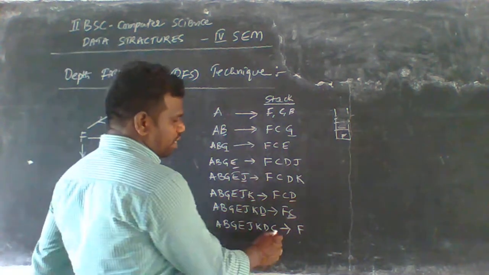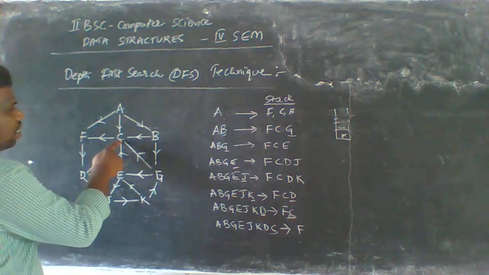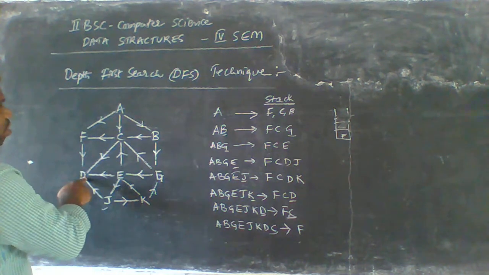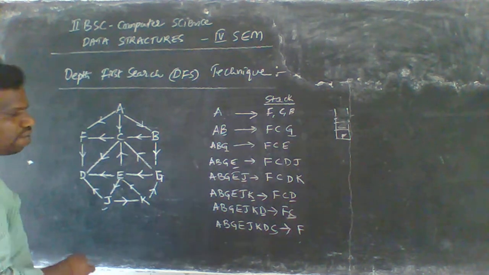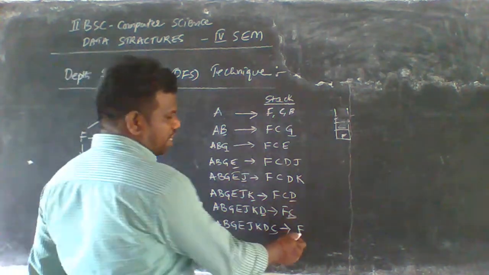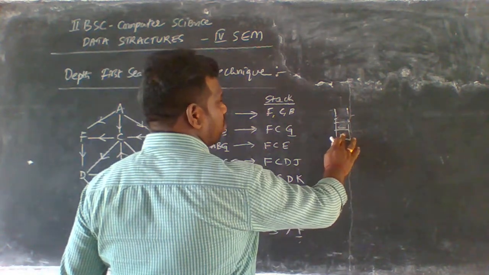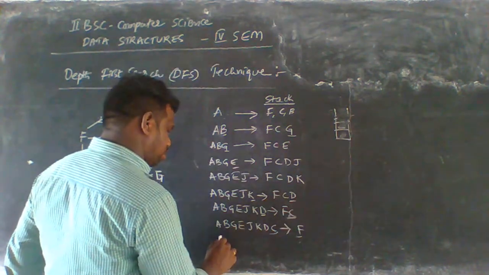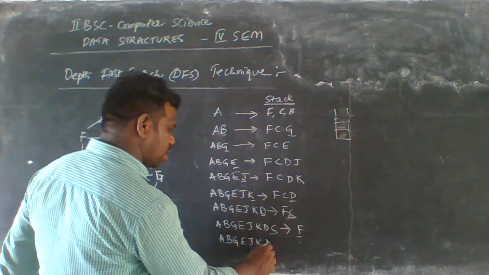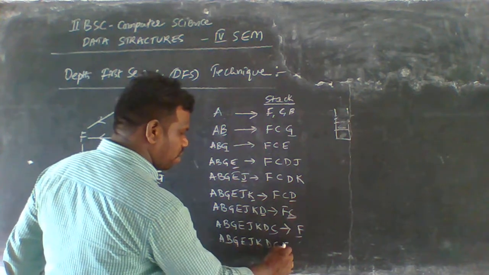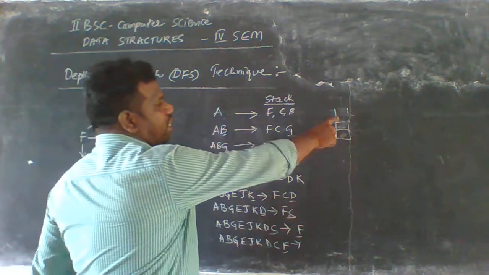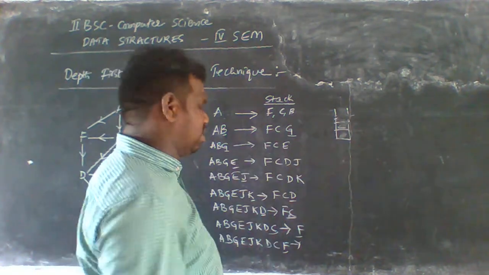And now we are at C element. C out degrees. F is already listed, and D is already listed. There are two elements available here, and there are no elements to traverse here. That's why we can directly pop this element into the stack. That means A, B, G, E, J, K, D, C, and F will be popped, and we are at F here, and the stack does not contain any elements here.